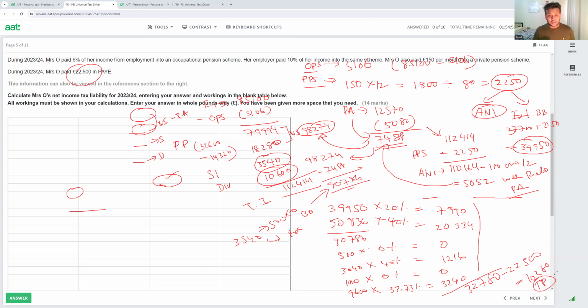The other one is the PPS. This one, you have to gross it up and you have to extend the basic band. Also, you need to adjust for the personal allowance purpose. That's all. This question could be tricky. If you don't understand it, make sure you practice well. In the exam, this is the only question that will take you a lot of time to do. So make sure you practice enough.